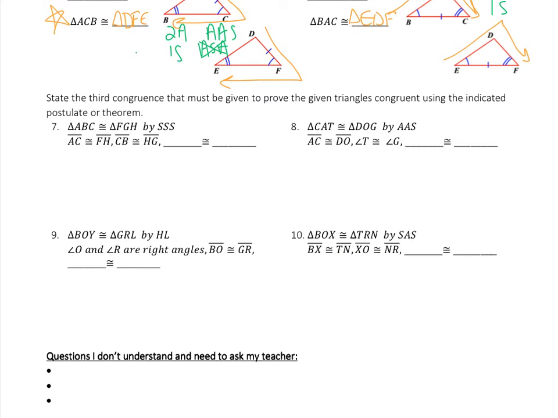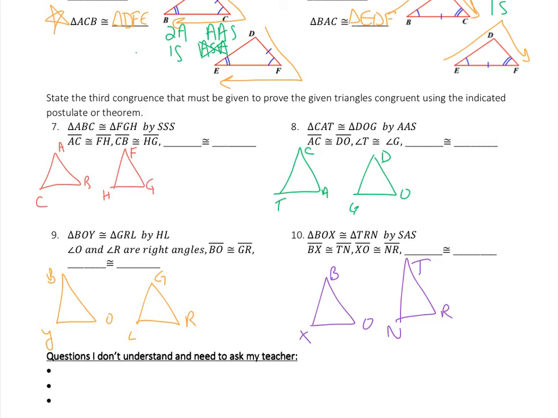If you remember from the previous videos, when we need to state the third congruence that must be given to prove that given triangles are congruent, we need to draw a picture if we do not have one. So that's what I would like you to do right now: hit pause and draw all of our triangles for these last 4 questions and label the corners.